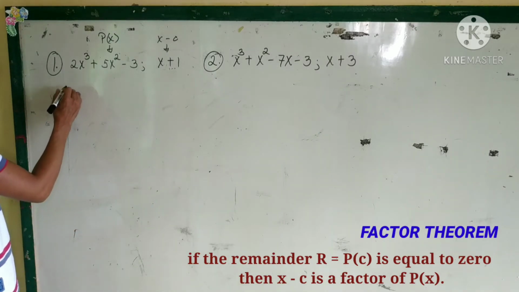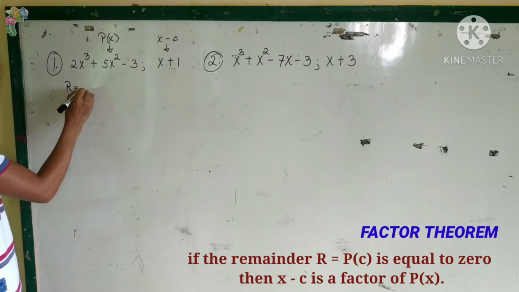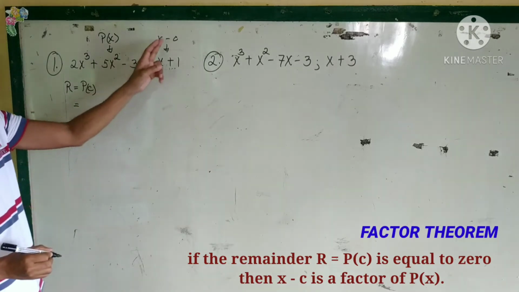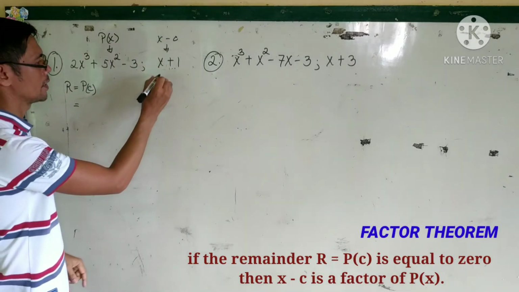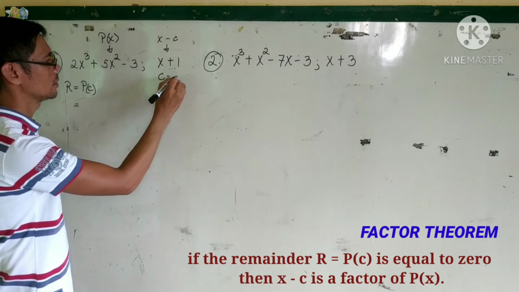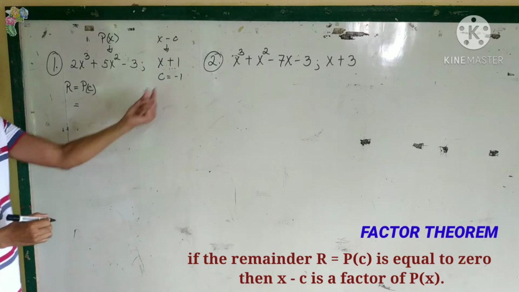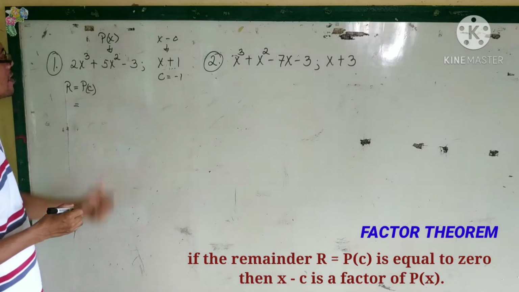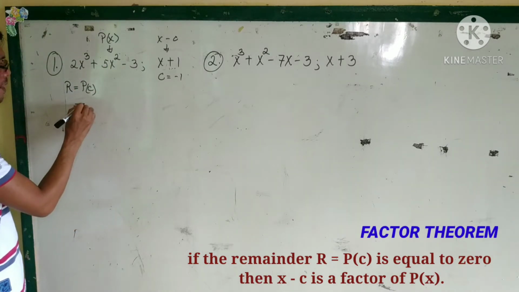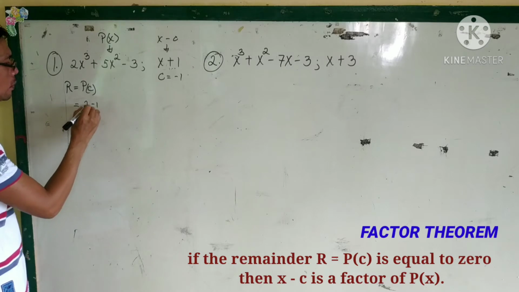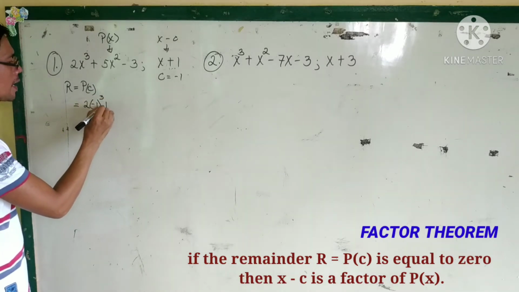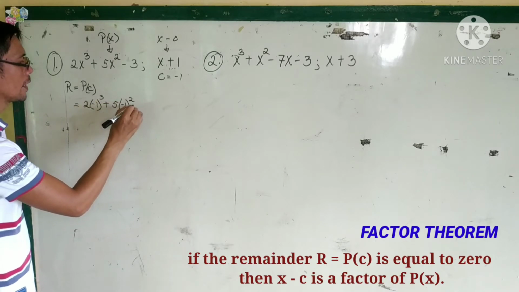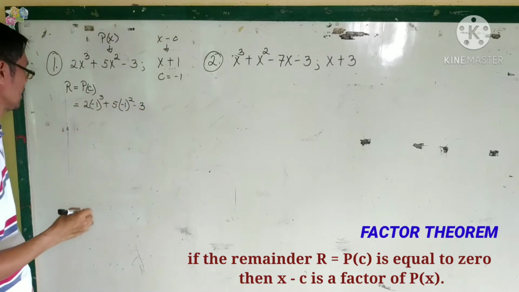So if we may recall, remainder is equal to p of c. And from x minus c, we are given x plus 1. Our c here is equal to negative 1. So this negative 1 will be substituted to all our x in our p of x. So we have 2 times negative 1 raised to 3, plus 5 times negative 1 raised to 2, then we have minus 3.